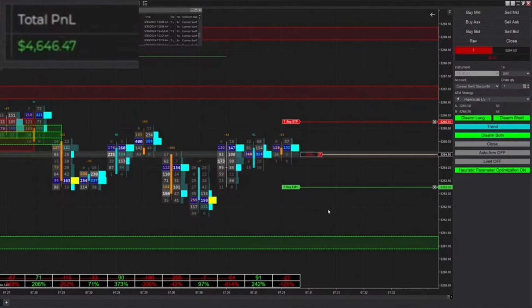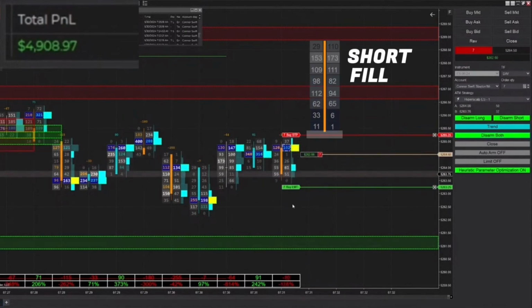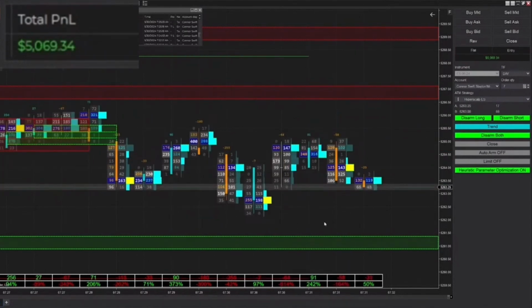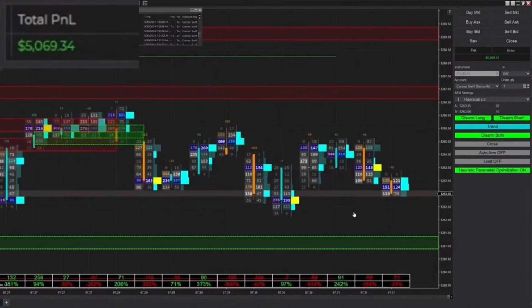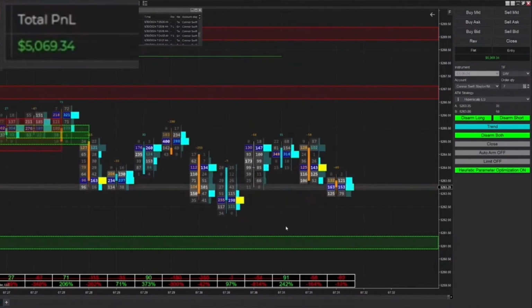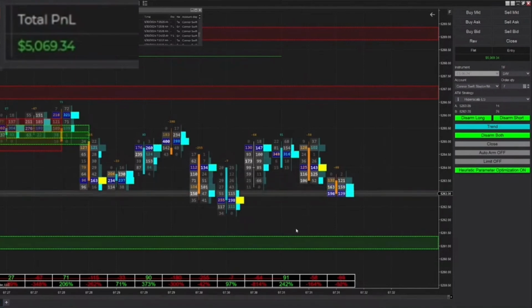There we go. Just got filled into a short position here. See if we can end up winning this one. There we go. End up winning that one. We're up to 5,000 on the day now. Pretty happy with our output right now. Let's keep trading. We're gonna push it a little bit longer here today. Usually I stop at 5. However, I do want to push the envelope just a little bit today.